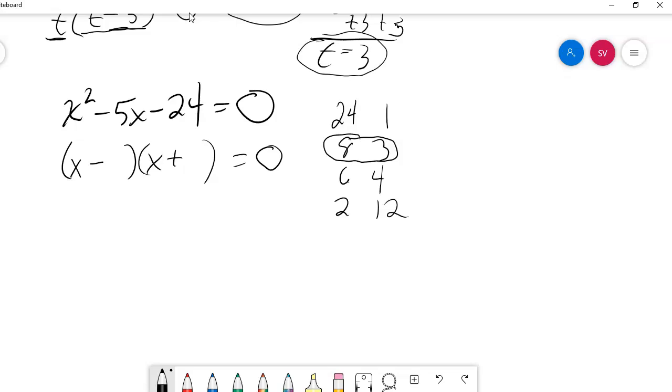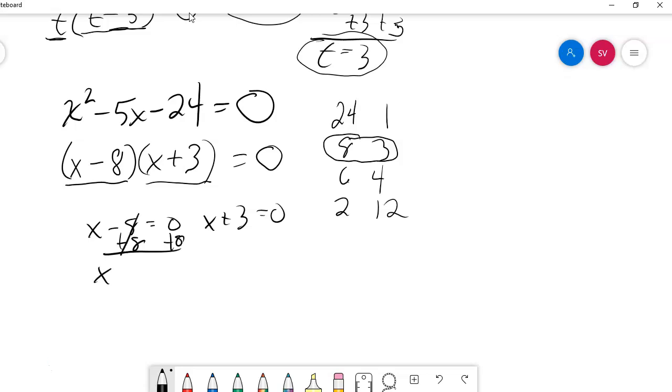So now, since there's a minus sign on the middle term, that has to be the same sign on the larger of the two factors. So that's minus 8 and plus 3. So now we set each one individually equal to 0. So I have x minus 8 is equal to 0. x plus 3 is equal to 0. We'll add 8 on each side. 8 minus 8 is 0. x is equal to 8. Now we'll subtract by 3 on each side. x is equal to minus 3. So those are our solutions right there.